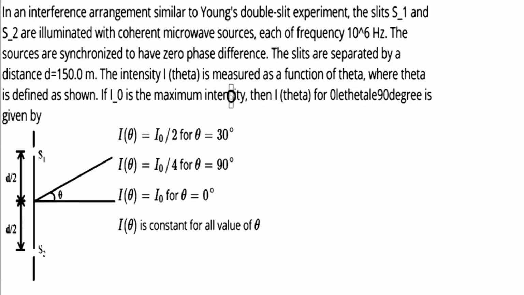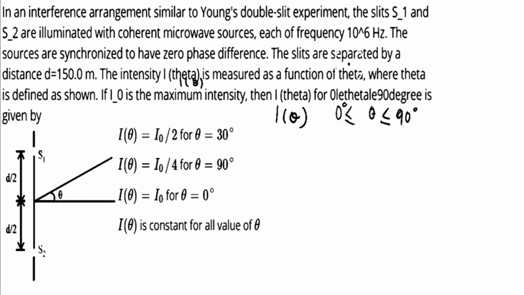If I naught is the maximum intensity, then I theta for 0 less than theta less than 90 degrees, here it is theta, here it is 90 degrees, and this is I of theta. This is also I of theta. Right? So it is given by what?